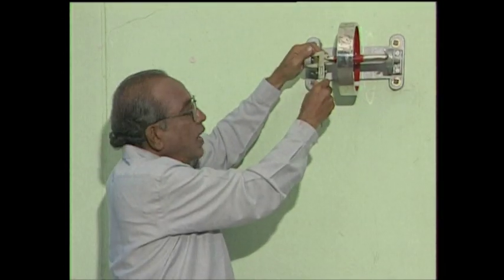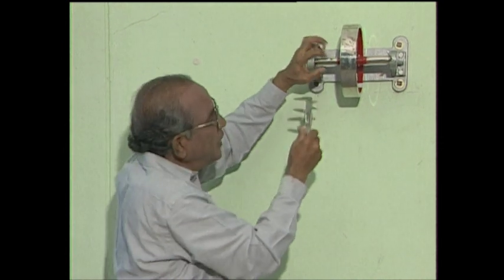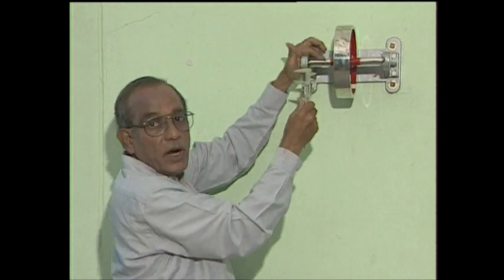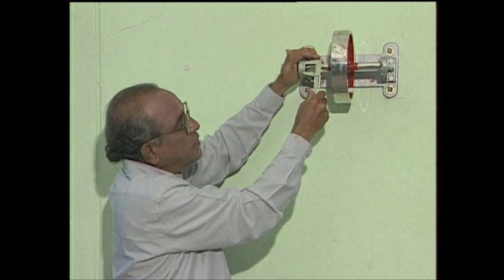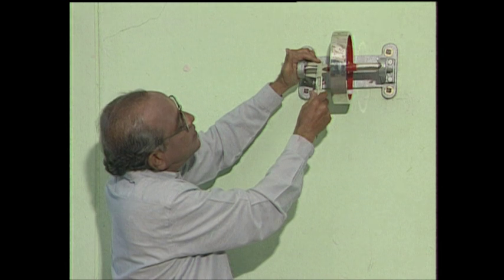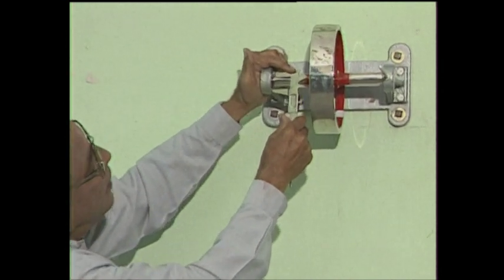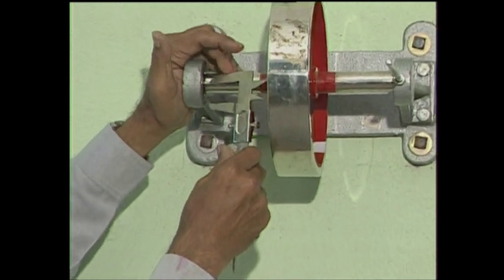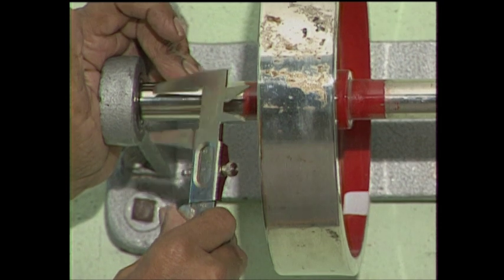When you are calculating the moment of inertia according to the formula, we need the radius of this axle, and we have to measure the radius of this axle by a vernier calipers. Now here it is about 2.2 centimeters. The diameter of the axle is 2.2, hence we can find out the radius.